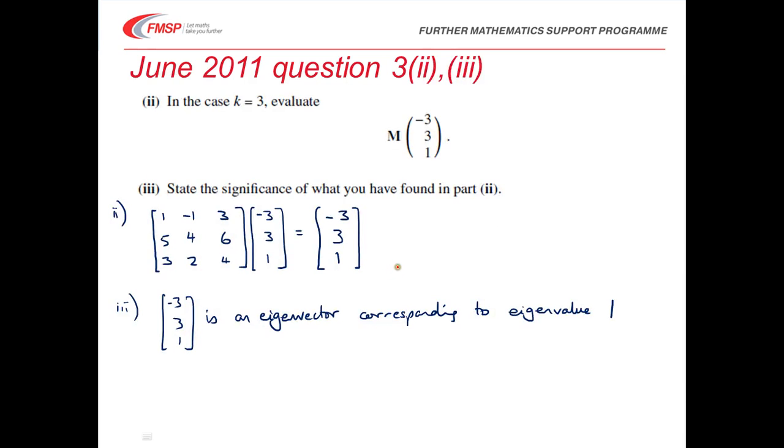For part 2, there's a method mark for setting k equal to 3 and multiplying, and an accuracy mark for getting minus 3, 3, 1. And there's then a mark for commenting that it's an eigenvector, and another mark saying that that corresponds to the eigenvalue 1. And those 2 marks are dependent on the previous M1A1. It's also acceptable to say that minus 3, 3, 1 is an invariant point.